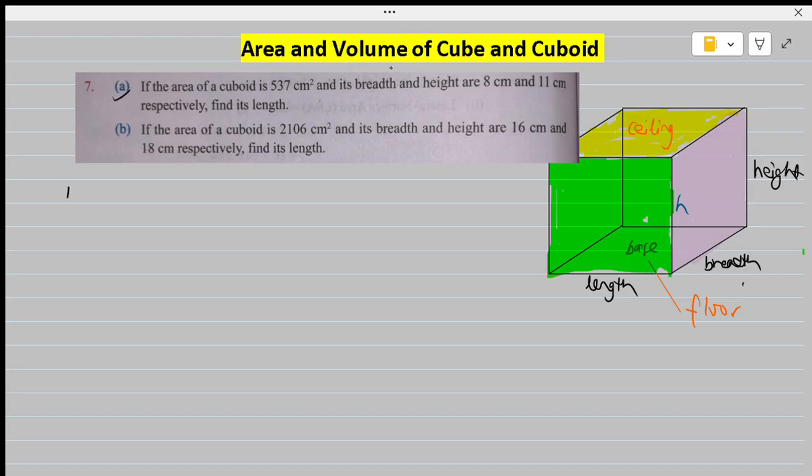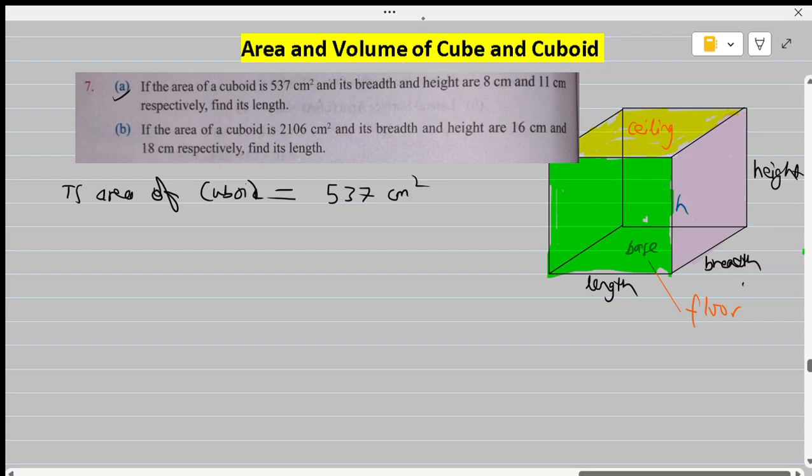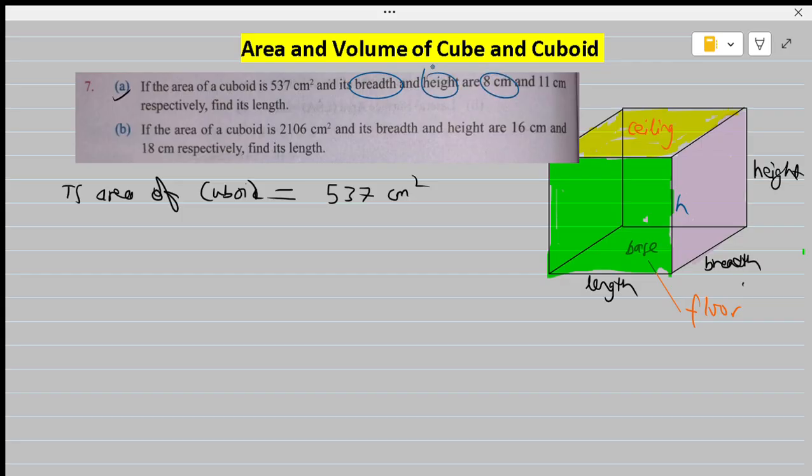So here the total surface area of the cuboid that we are given is 537 centimeter square, is it? And next we are given the breadth, 8 centimeters, and the height we are given here, 11 centimeters, and we are asked to find its length, is it?